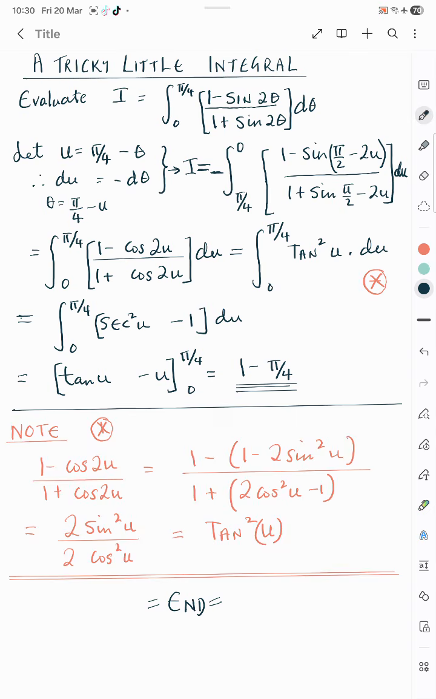Now, for those of you who are bamboozled by that last step, I've put a note down at the bottom of the page in red paint to explain that step. It is not very difficult.